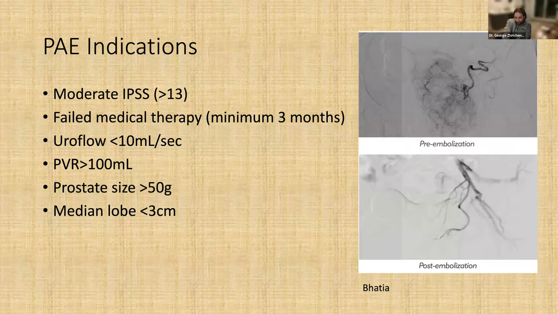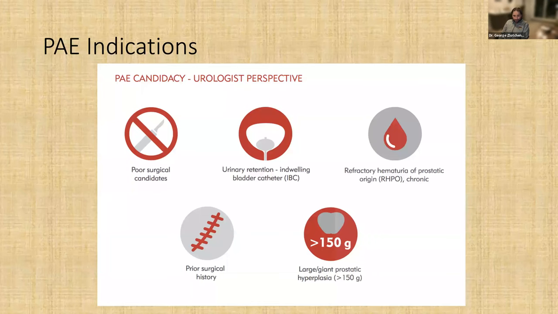This is PAE indications from a urologist perspective. One, poor surgical candidate. Urinary retention, indwelling bladder catheter. Those are excellent patients to start with. If you get one of those, you can easily show how good our procedure is when the catheter can come out. Refractory hematuria, prostate origin, another great indication.